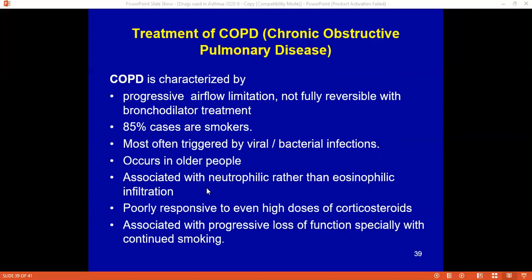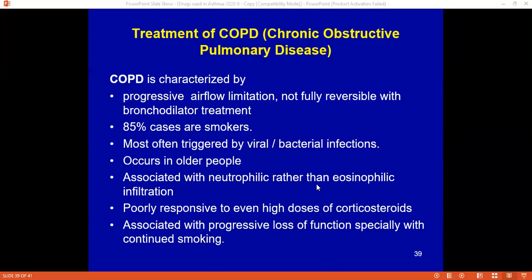Now the treatment of COPD, chronic obstructive pulmonary disease. How do we treat COPD? COPD is characterized by progressive airflow limitation, not fully reversible with bronchodilator treatment. 85% of cases are smokers, and the progressive loss of function is especially associated with continuous smoking. Exacerbations are most often triggered by viral or bacterial infection. It occurs in old patients, and it is associated with neutrophilic rather than eosinophilic infiltration.